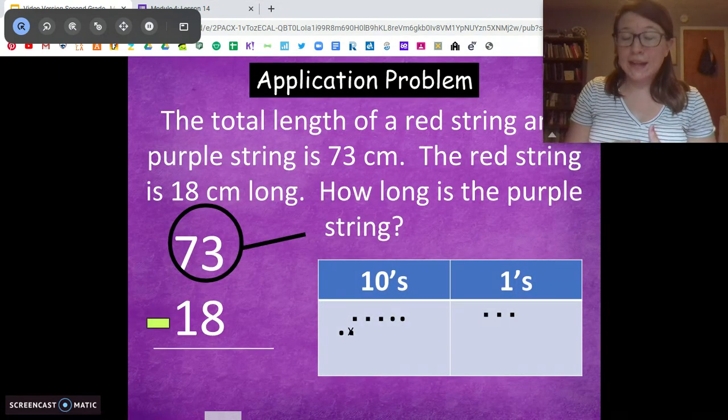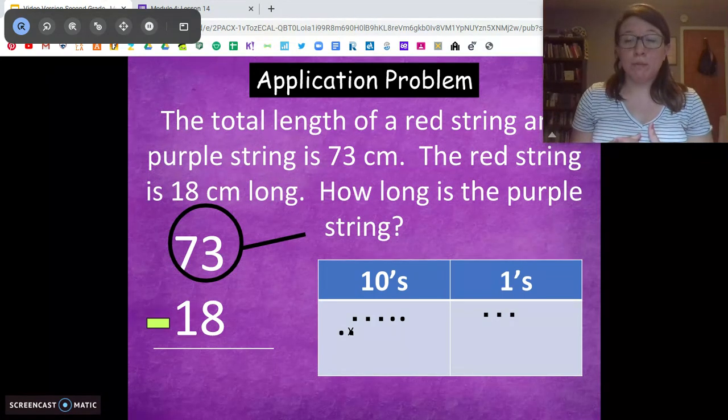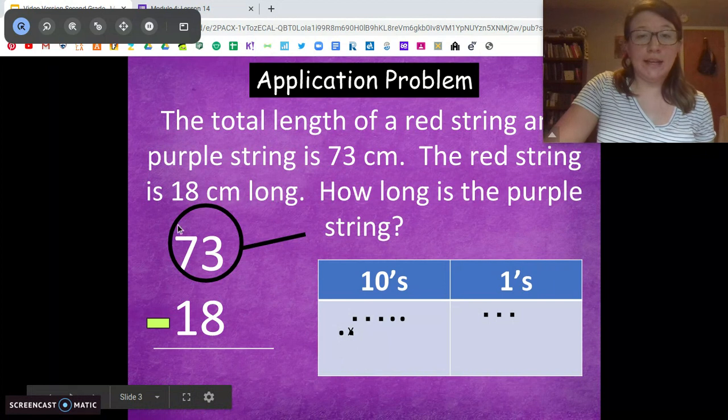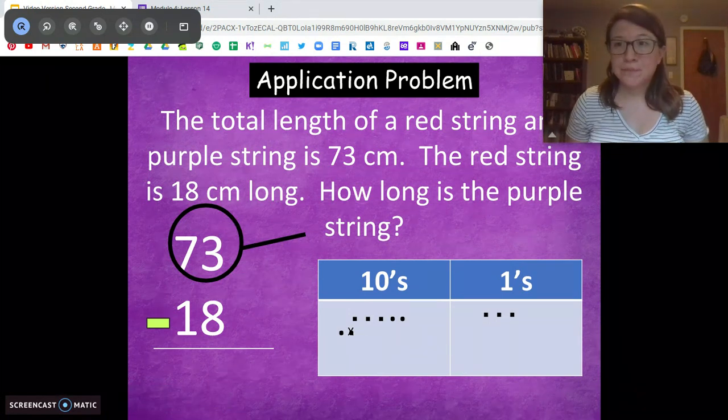So go ahead and write that on your paper and then set up your drawing. Remember, when we do subtraction for our drawings, you're only drawing the whole. So you're going to draw 73 in your drawing, just the whole. So pause the video. Go ahead and do that now.